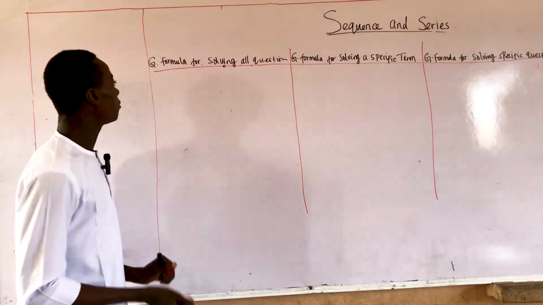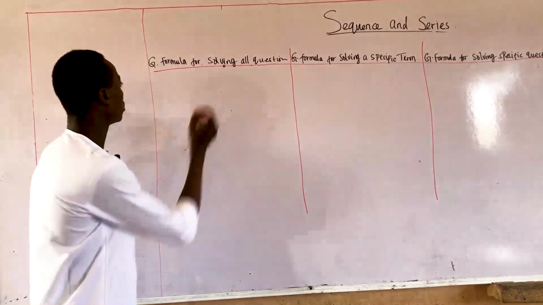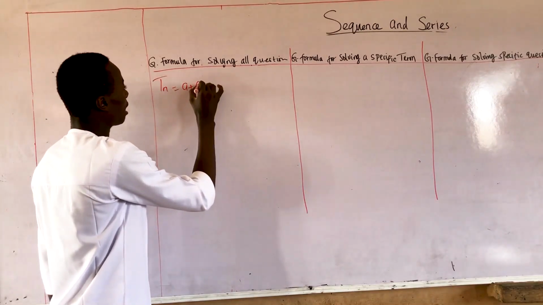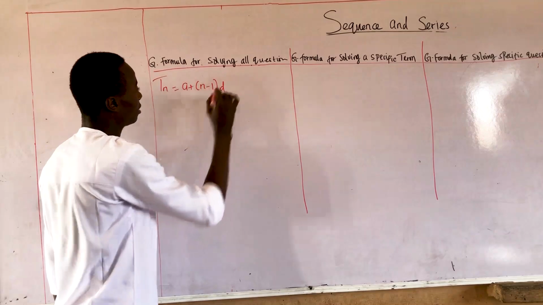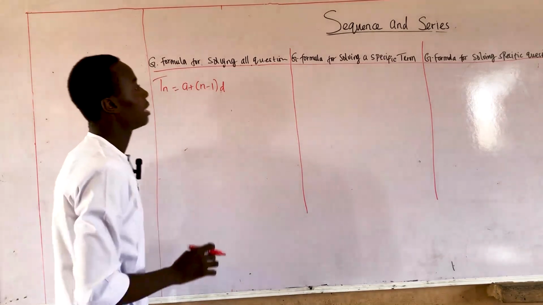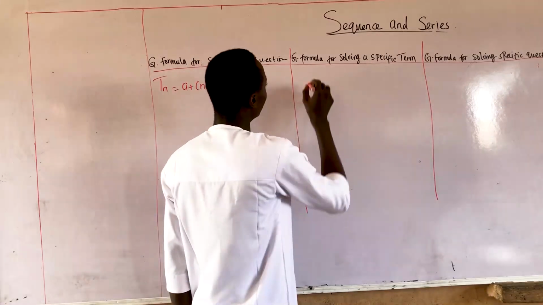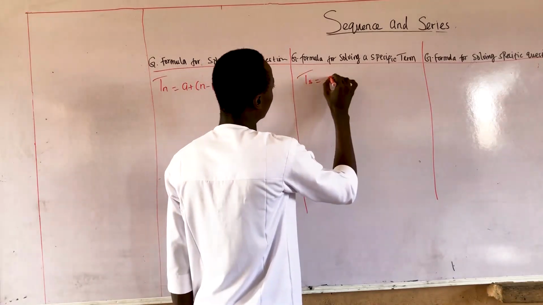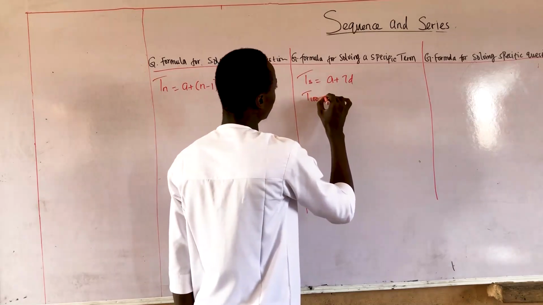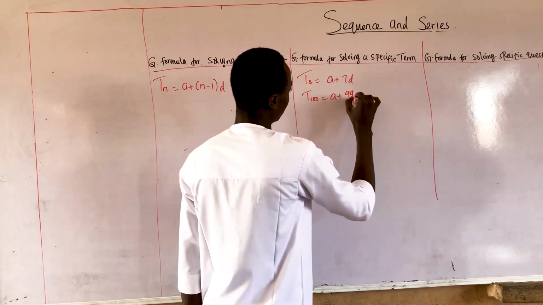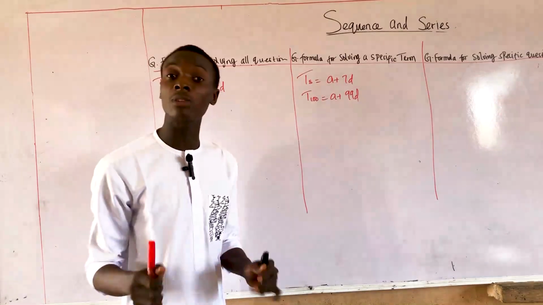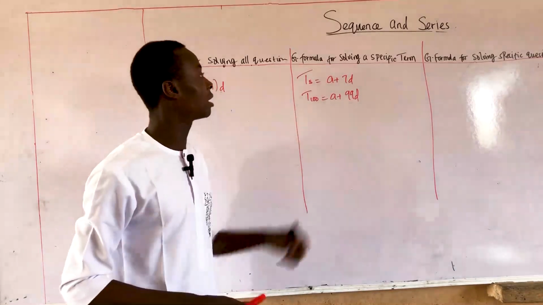Right? So we have the general formula for solving all questions. Example is Tn is equal to a plus open bracket n minus 1 close bracket d. For a specific term, an example is, let's say T8 is equal to a plus 7d, and let's say T100 is equal to a plus 99d. Now if you don't know how you get this formula, you can look at the first part of this lesson and you are going to understand how we derive them.